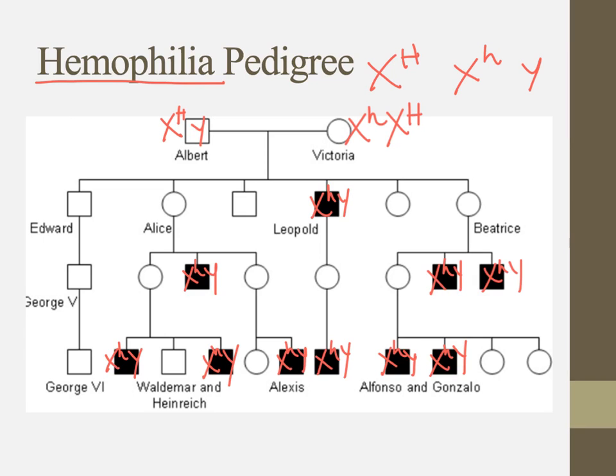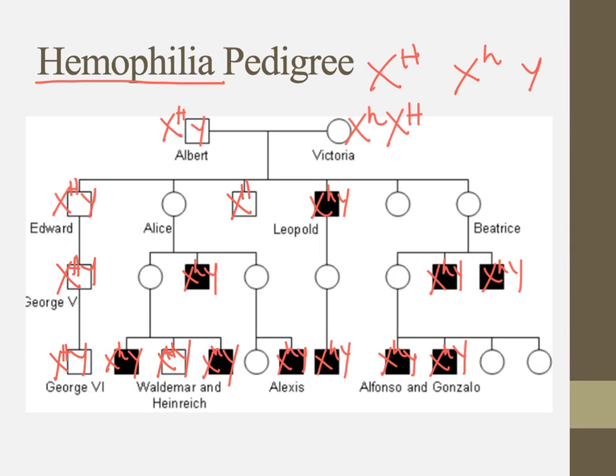All right, next thing I'm going to do is take a look at all of the males without hemophilia. They have to have a dominant gene on that X chromosome, because again, there is nothing on the Y, and if they don't have hemophilia, that means the only copy they have must be the dominant for normal blood clotting. So I'm going to go through and fill in all of those.